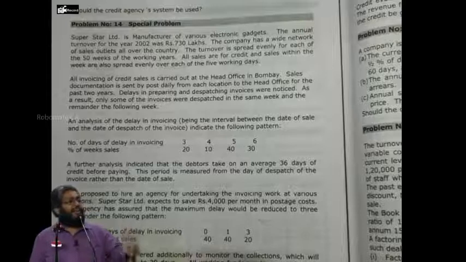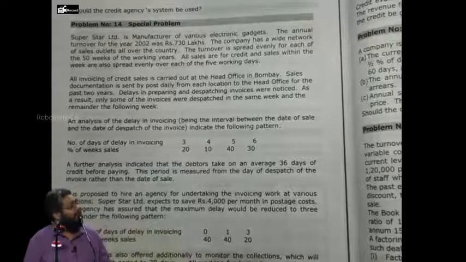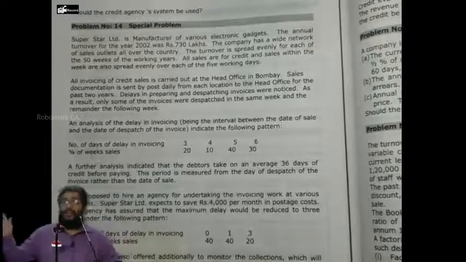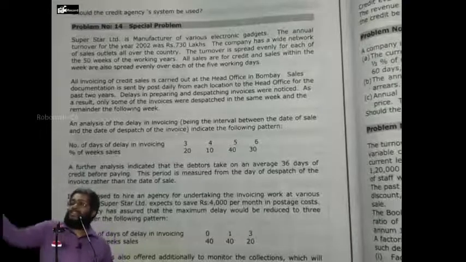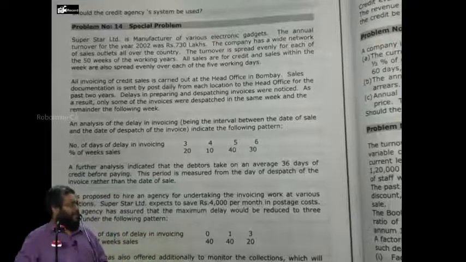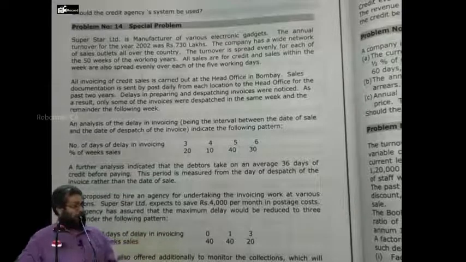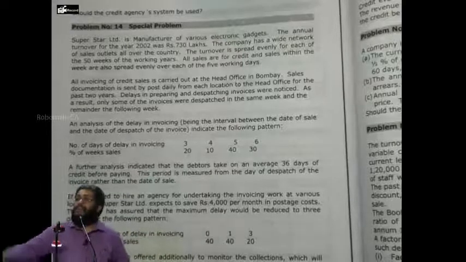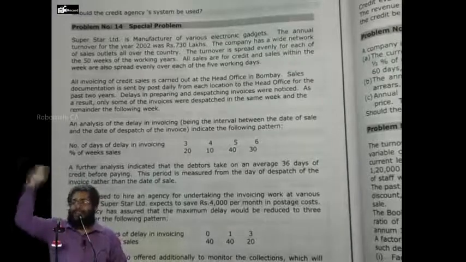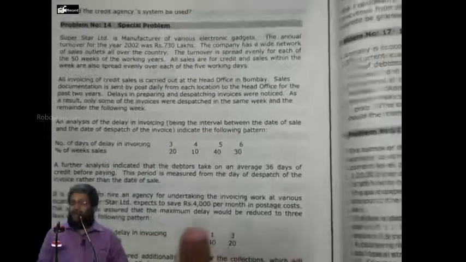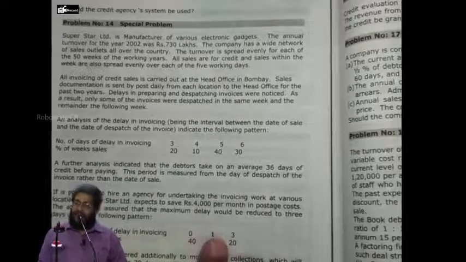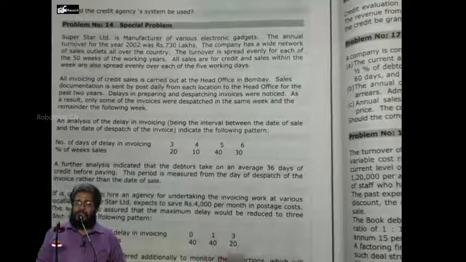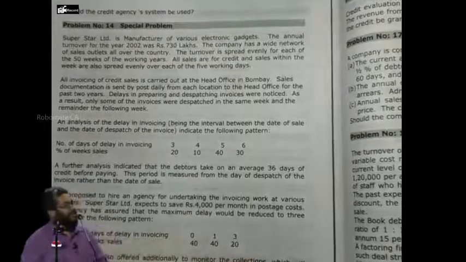If I give the invoicing work alone to the subcontracting, yes or no? But the agency says, along with invoicing, you also give me what? Collection job. That is, I will go and collect the money for you. Then I will collect the money in how many days? Yeah, 30 days. In that case, the money will be received in how many days? 30 days for 40% of my sales, 31 days for another 40%, and 33 days for the balance 20%.